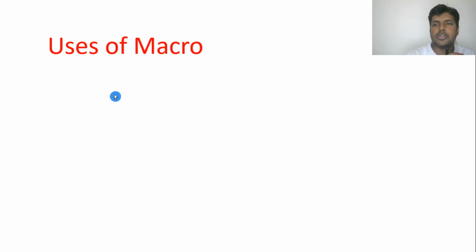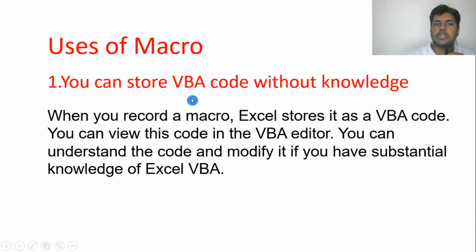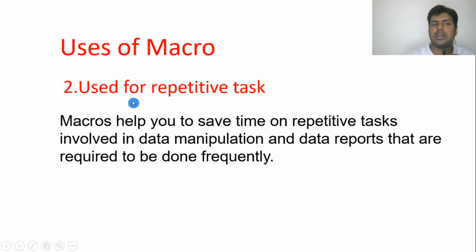Now let us see the uses of macro. Uses means advantages. So what is the advantage? You can store VBA code without knowledge. Suppose you want to create VBA code, then you can record a macro. You just record the steps, and after completing the recording you can go to the VB editor and see the code. So automatically, without knowing VB code, you can create VB code. Nice, right? The other advantage is that you can do a repeated task. Suppose you want to repeat a task again and again, then you can use a macro.